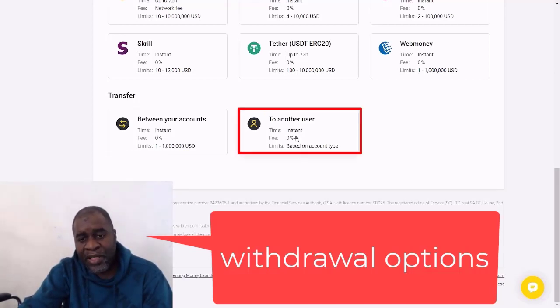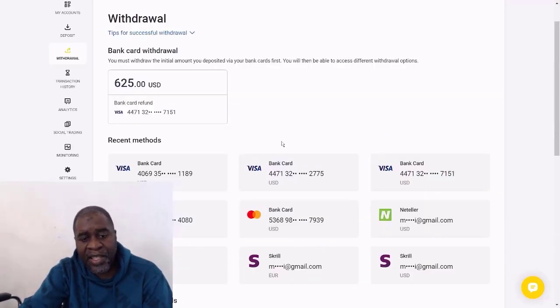This one, depositing or sending to another user, a lot of terms and conditions do apply. It's based on the account type, country that you're in, and also there are a lot of restrictions on this use. Then you also see here that I deposited using my bank card. This is the UBA dollar card, and I need to withdraw. I deposited 625 plus, so I need to withdraw back 625 to this card before I can choose any of the other methods. And you'll see here that I have been withdrawing.